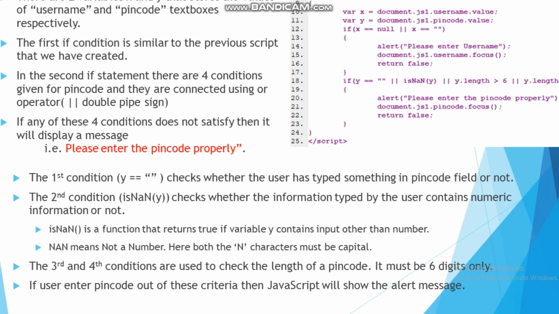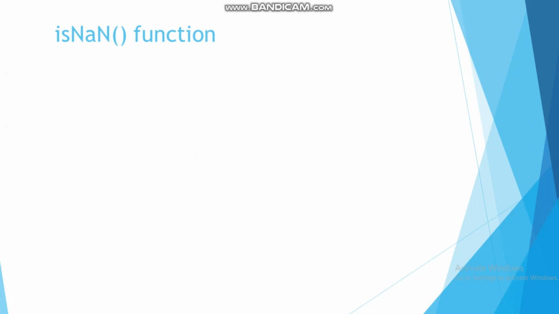Here remember, for all these conditions, if any condition becomes true out of these 4, then JavaScript will show the message, please enter the pin code properly. Either the user has not typed anything, or text input is given, or the length is less than 6 characters or greater than 6 characters. For all these conditions, it will display a single message. But we can distinguish all this, so that we will see in the next program. But before that, we will see what the isNaN function is.